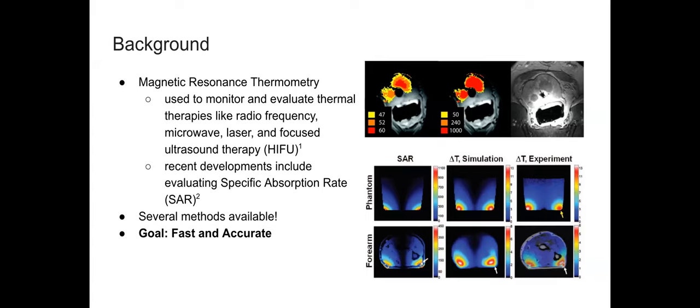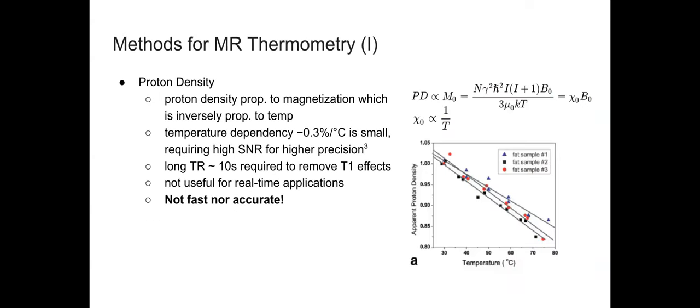And recent developments for MR thermometry also include evaluating SAR. So there are several MR methods available, but we'll discuss a few and then highlight the one that we use for experiments. Ultimately, the goal for in vivo thermometry is being fast and accurate. So let's dive into a few methods of MR thermometry. The first is proton density. PD is proportional to magnetization, which is inversely proportional to temperature. However, this dependency is pretty weak and requires a high SNR. And a long repetition time is also required to remove any T1 effects. So it's neither fast nor accurate.